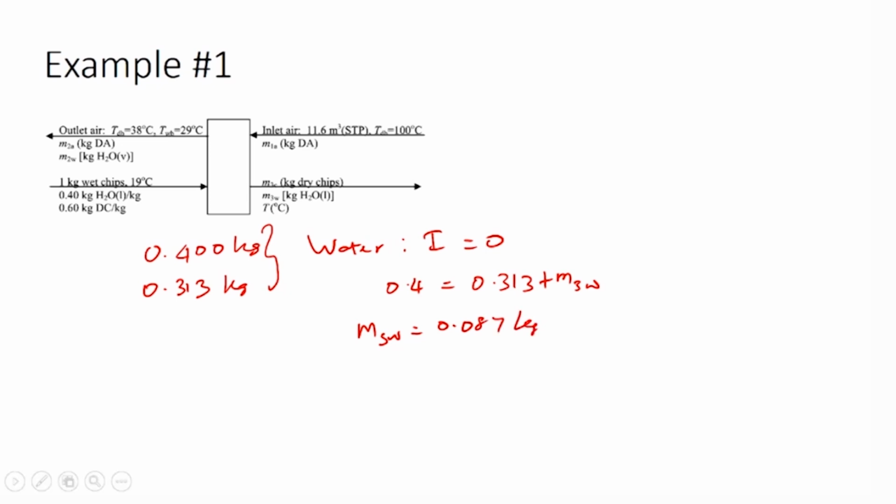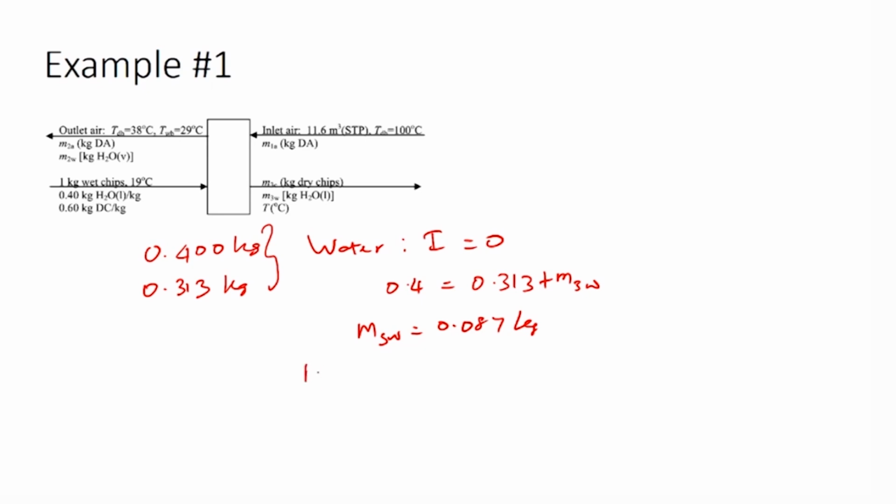So, what we have now is the wood chips which are leaving the system contain 0.087 kilograms. We need to first identify whether this meets the required specification. We were told that the chips which are leaving should have less than 15% moisture. Let us see if that holds good.